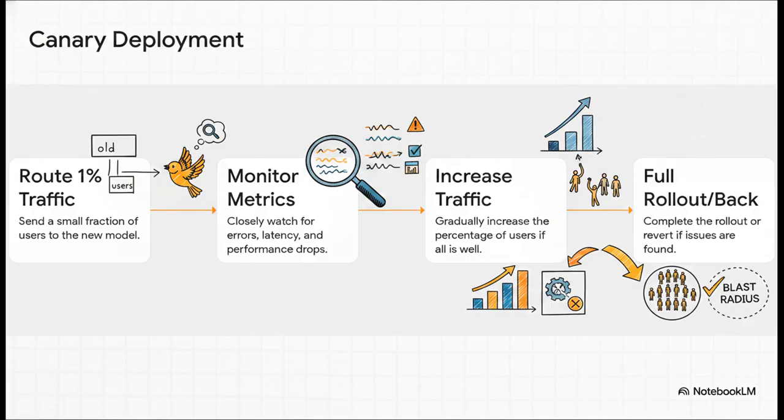So how do you protect your users from a bad model update? Well, you use something called a canary deployment. Instead of a big, risky, all-or-nothing release, you just roll out the new model to a tiny fraction of your users, maybe just 1%. Then you watch it like a hawk. You're monitoring everything, not just accuracy, but also things like latency and error rates. If it's looking good, you gradually open the floodgates. If not, you can pull it back immediately. This strategy is all about containing the blast radius if something goes wrong.